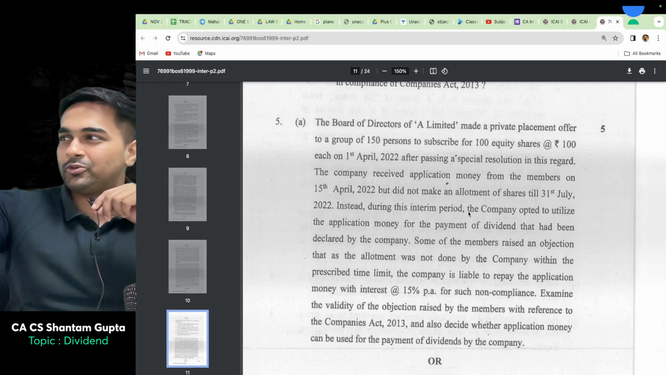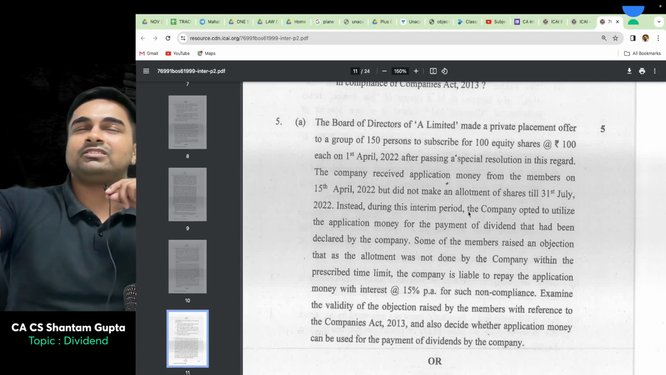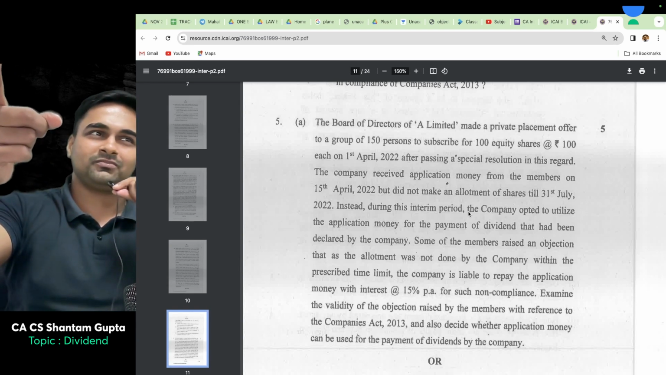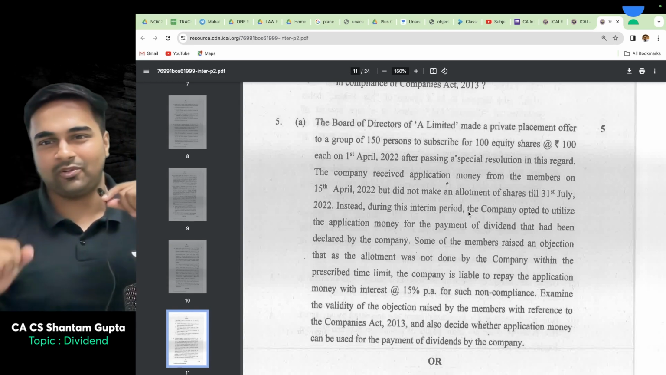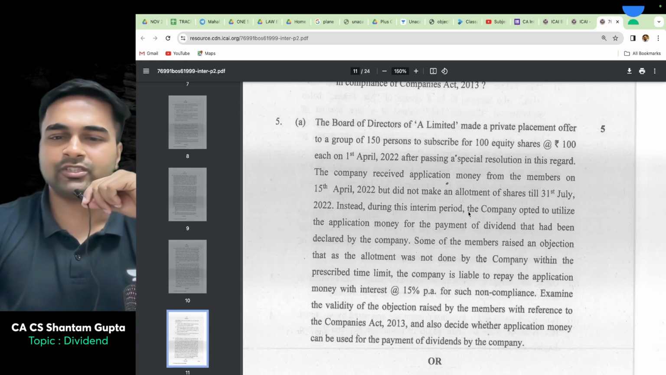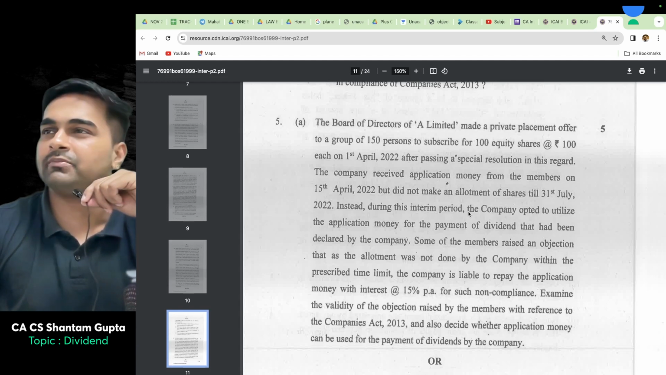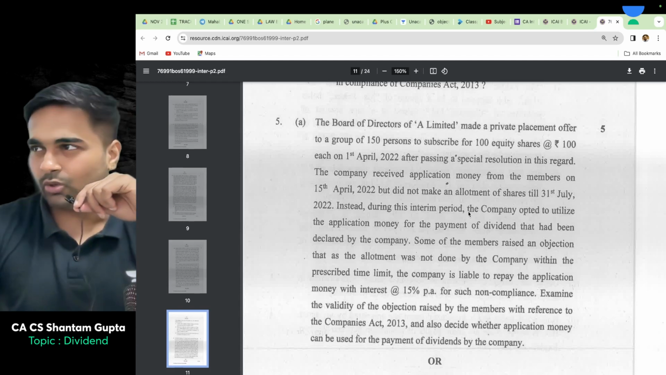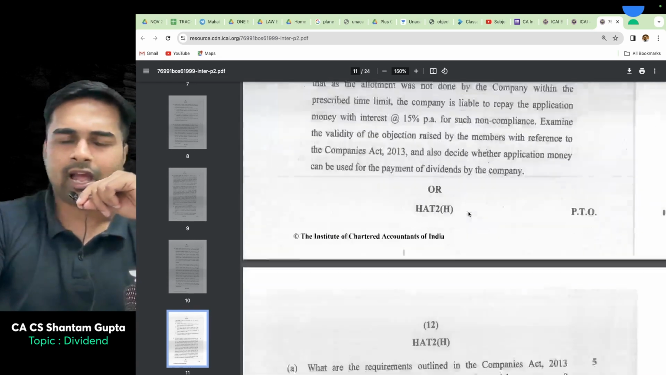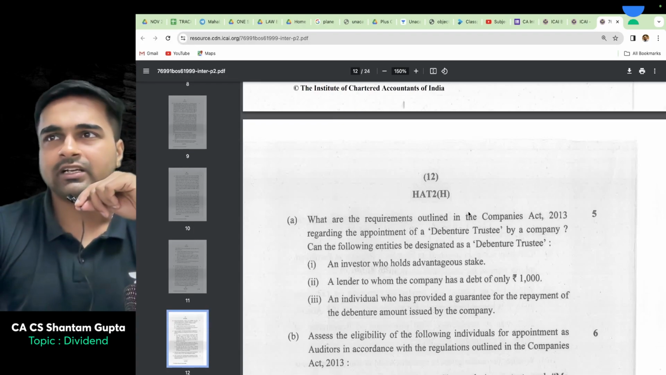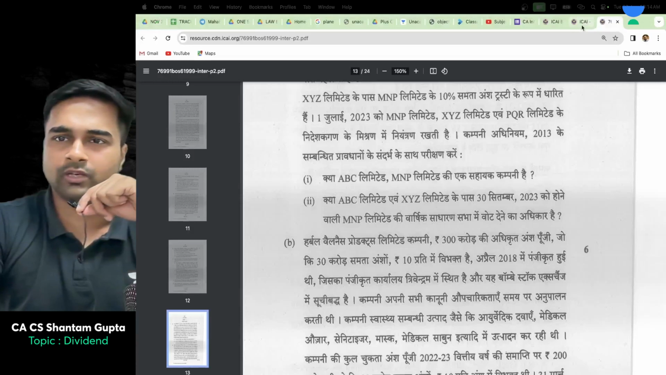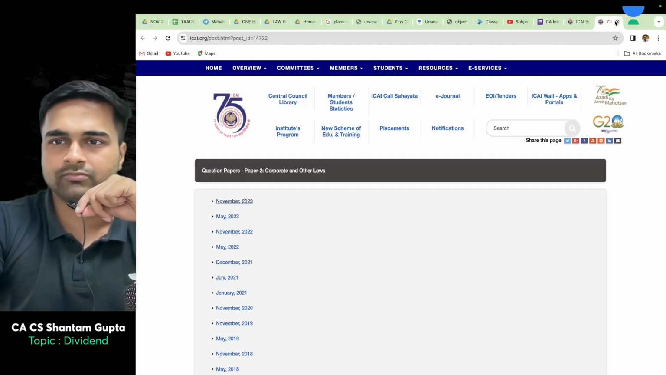Today also I have told you 2 times. But it's different when a teacher tells you, and it is different when you are reading your own question. There are two different things. Okay. Examine the validity of the objection raised by the member with reference to the company. Also decide whether the application money can be used for payment of dividend. No. And the one objection which they have raised is absolutely correct. Okay. And they are not eligible for 15%, eligible for only 12%. There won't be another question from dividend. This is only one question. Okay. So this paper we can close now.